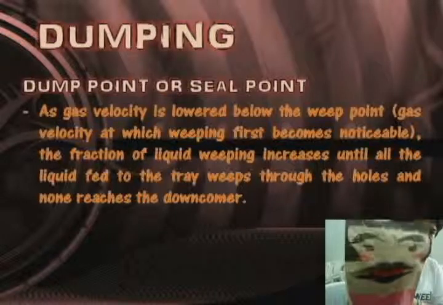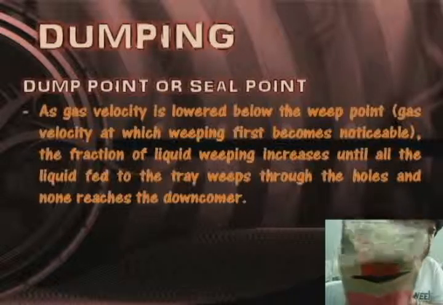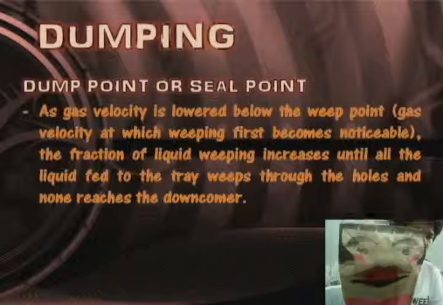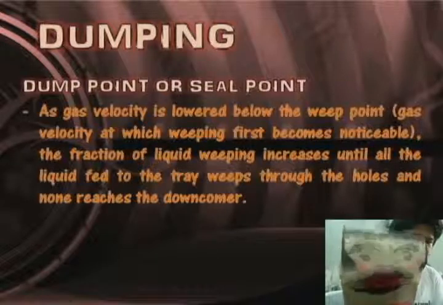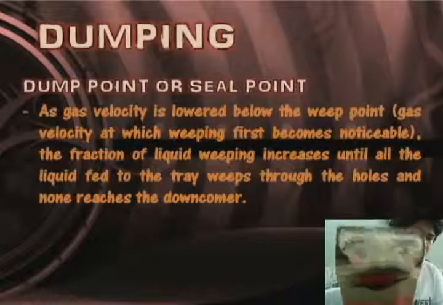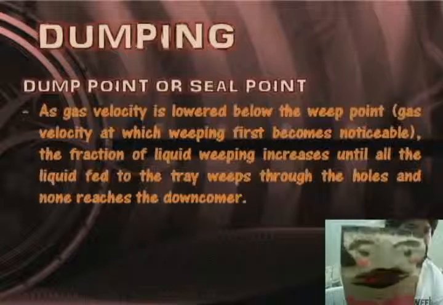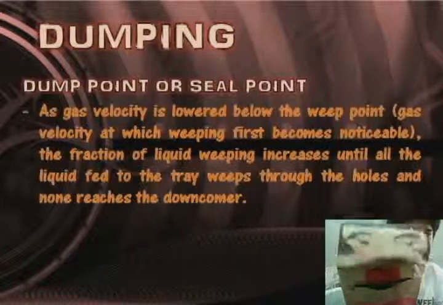Dump point or seal point. As gas velocity is lowered below the weep point, the fraction of liquid weeping increases until all the liquid fed to the tray weeps through the holes and none reaches the downcomer. Weep point is the gas velocity at which weeping first becomes noticeable.